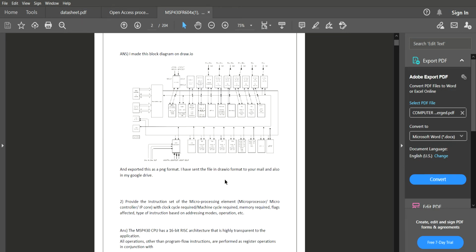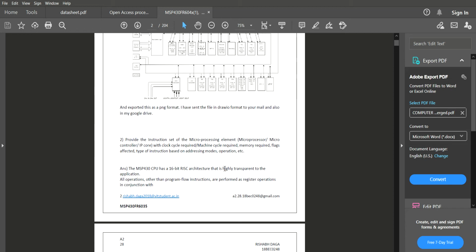So now we move on to question 2. Provide the instruction set of the microprocessing element. Now this was a bit complex because the instruction set is of the whole family that I have to provide with a clock cycle which varies upon the processor itself. So the instruction set could be found for the family itself, and the clock cycle and other things were processor specific.